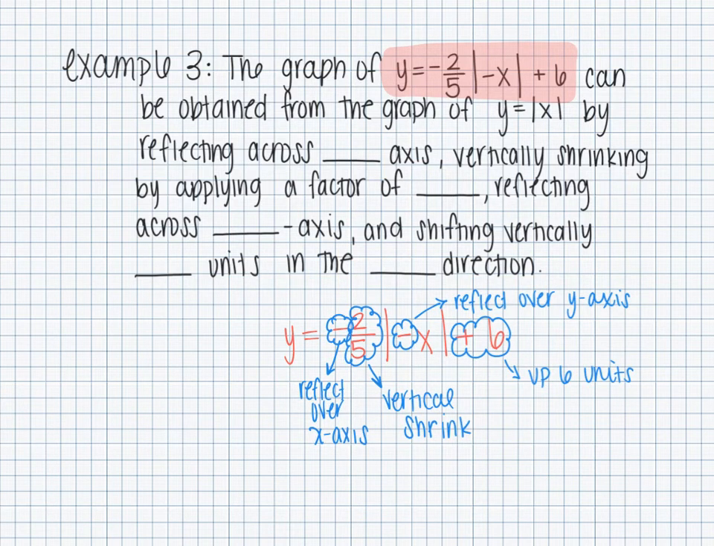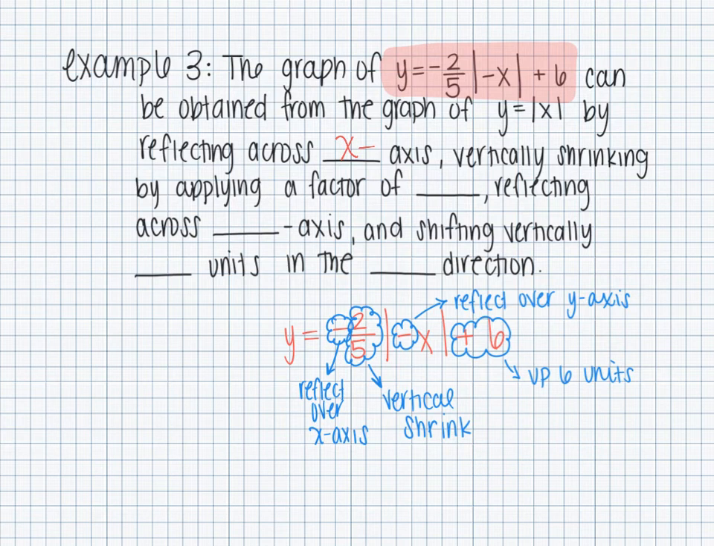So now that I've gotten an idea of what the function's doing, I can go back and piece in the directions. It says, the graph of y equals negative 2 over 5, absolute value of negative x plus 6, can be obtained from the graph y equals absolute value of x. That's just telling me here is your parent function, here's your transformed function. So now start filling in the blanks. By reflecting across the blank axis, I'm just working in order. So the first one was by reflecting across the x-axis, what I wrote down below.